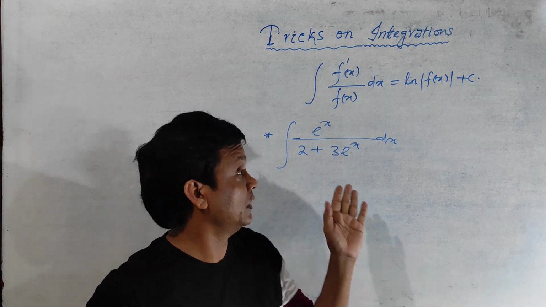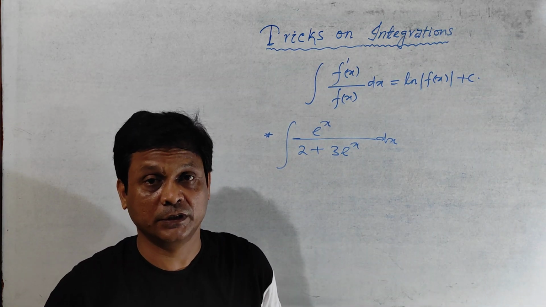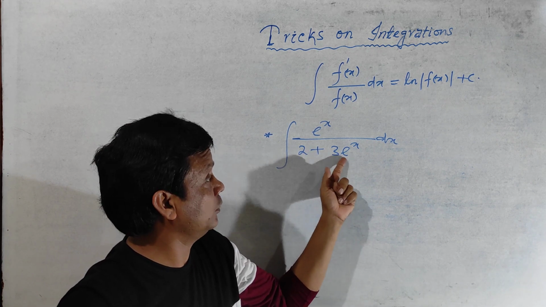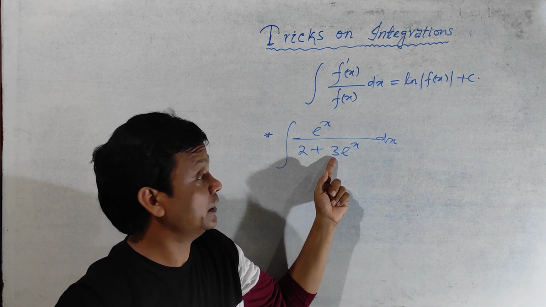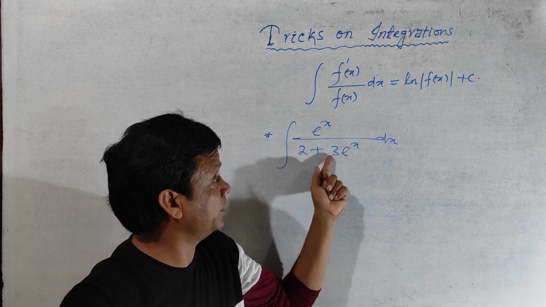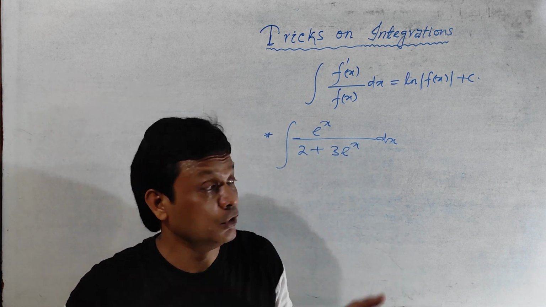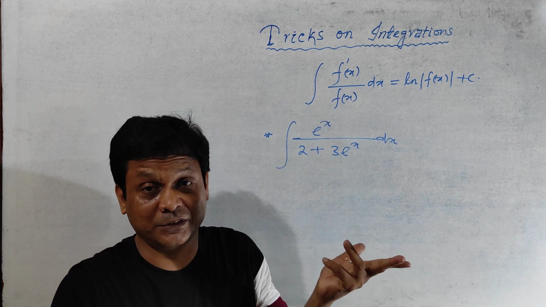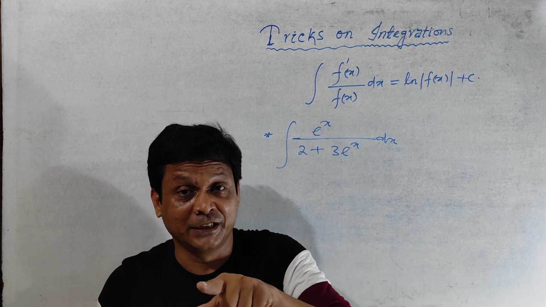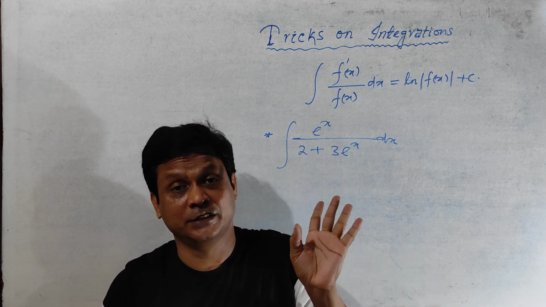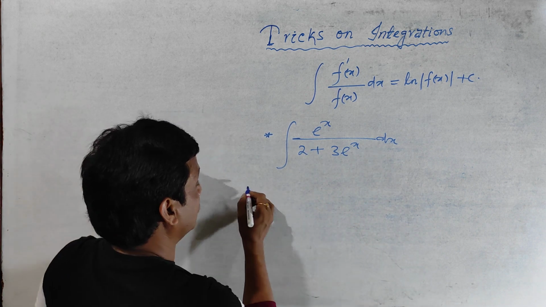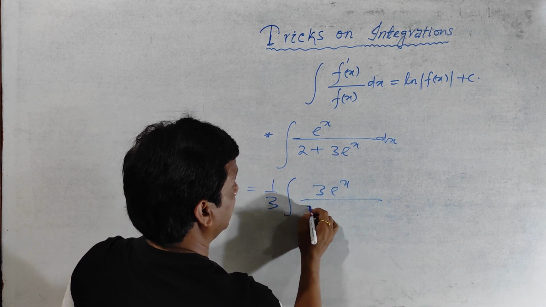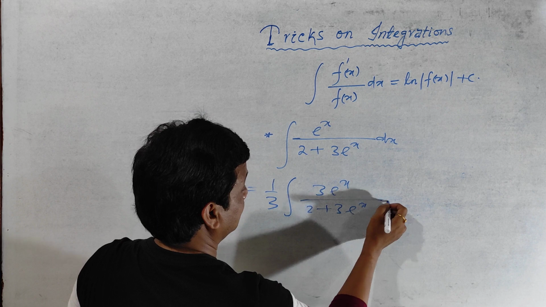I am giving this example on exponential functions. Here, see here, the derivative of 2 is 0, and of 3 into e to the x, the derivative of 3 is 3, simply 3 into e to the x, that means the derivative of e to the x is e to the x, so it will be 3 into e to the x. But e to the x is there, but there is no 3. So you should multiply 3 in the numerator and divide by 3 outside. So I can write 1 by 3, 3 into e to the x, divided by 2 plus 3 into e to the x. Clear?